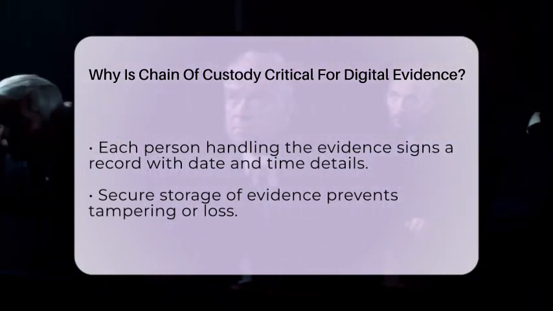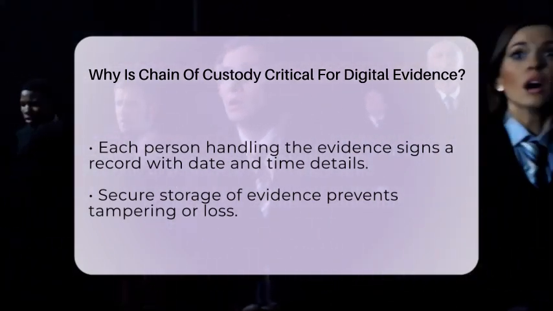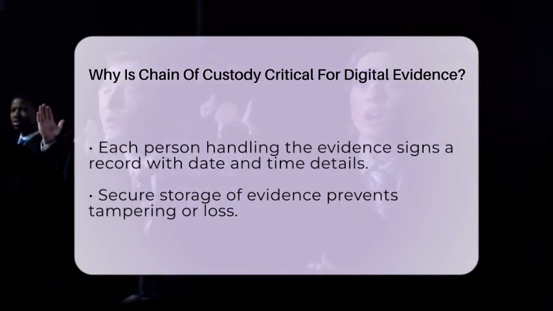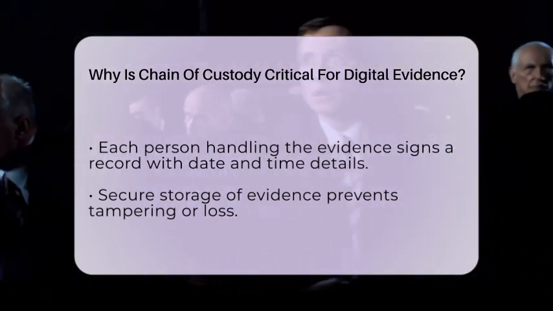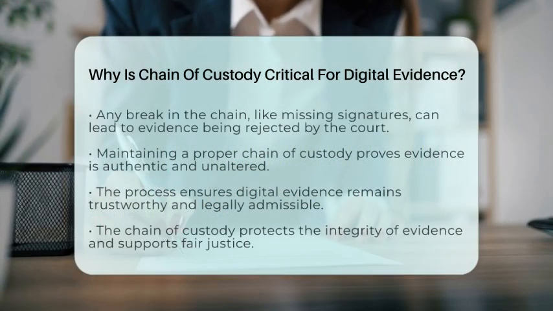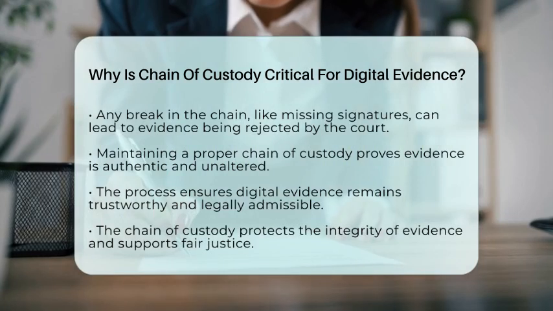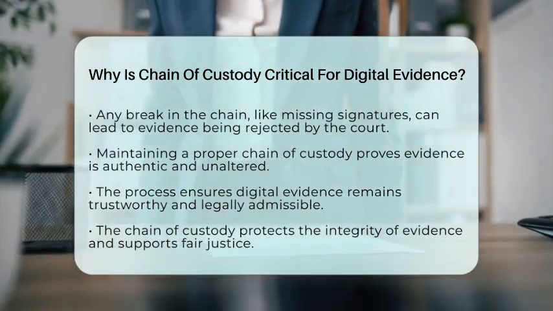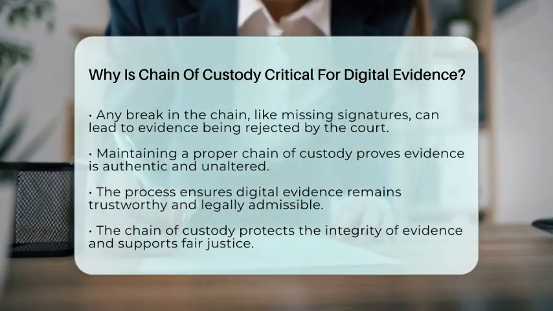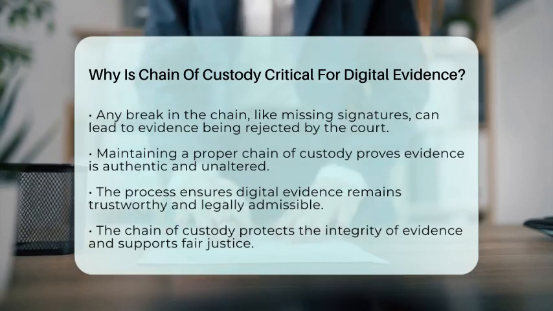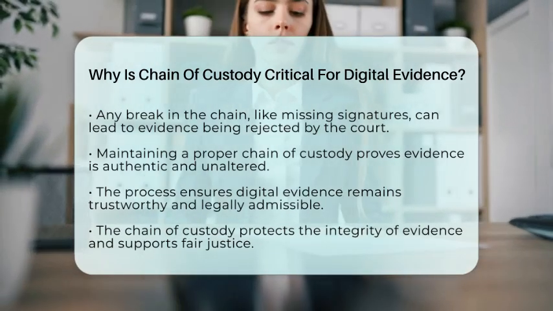Maintaining a clear chain of custody helps prove that the evidence is authentic and unaltered. It shows that the evidence is reliable and can be trusted. This is very important because digital evidence can be easily manipulated, and courts need to be sure it is the real deal. Without a proper chain of custody, even strong evidence might be challenged and dismissed.